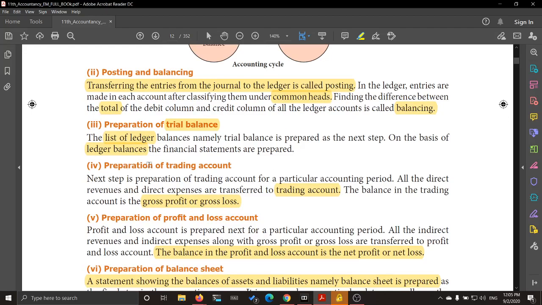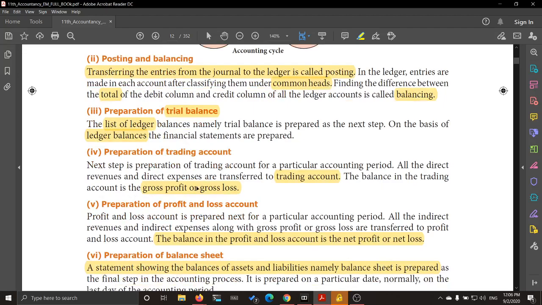Fine. So they prepare the trading account to find out what is gross profit or gross loss. இப்போ இத்தனை transactions எல்லாம் நடந்தாச்சு, entry போட்டாச்சு, correct maintain பண்ணியாச்சு. Next வந்து profit or loss ஆன்னு கண்டுபிடிக்கணும். So what do they do? They prepare a trading account. Now if it is a manufacturing unit, they will prepare manufacturing account. If it is a trading unit, they will prepare a trading account.